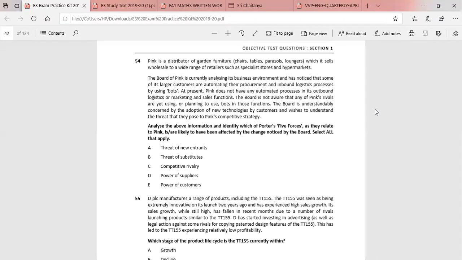54. Pink is a distributor of garden furniture, chairs, tables, parasols, loungers, which it sells wholesale to a wide range of retailers such as specialist stores and hypermarkets. The board of Pink is currently analyzing its business environment, and has noticed that some of its large customers are automating their procurement and inbound logistic processes by using bots.